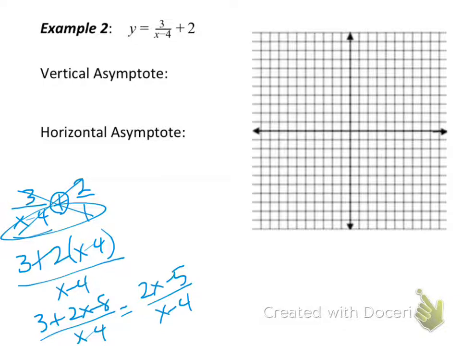Now for my vertical asymptote, if I set the denominator equal to 0, I get x equals 4. So that's my vertical asymptote. I'm going to draw a dashed vertical line at x equals 4.